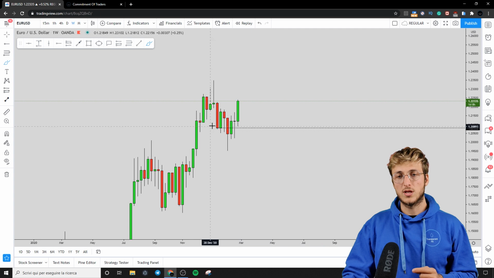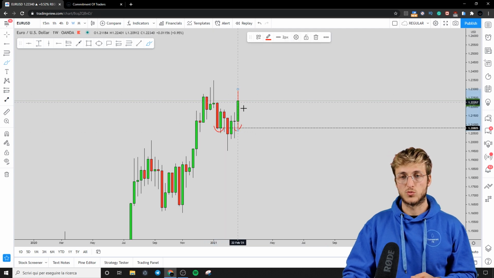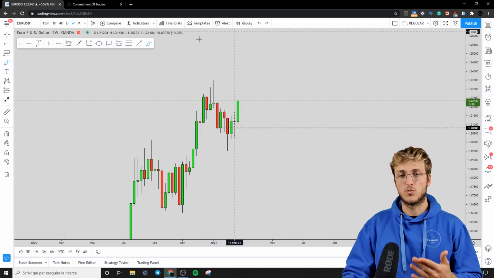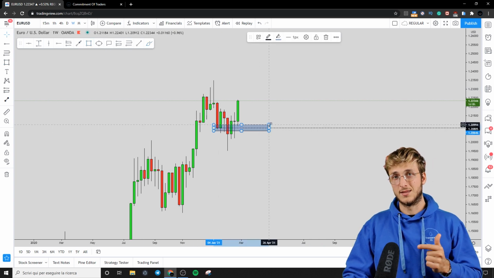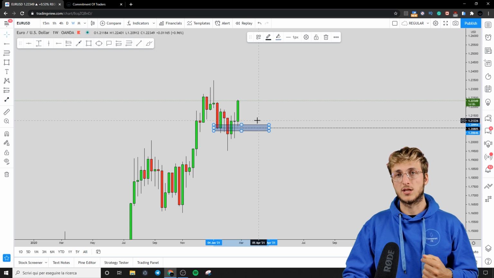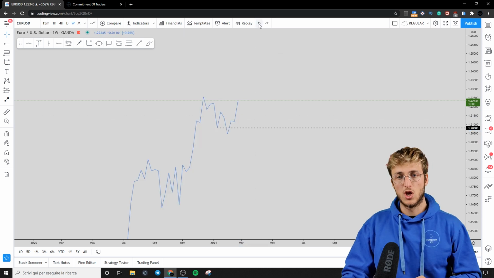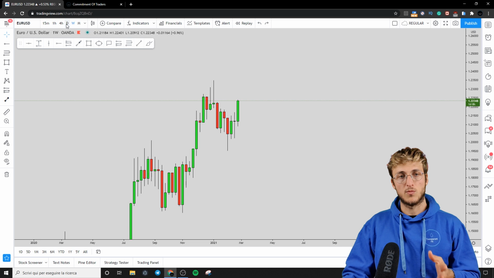So at the moment on the weekly, we have previous support, which is now again support here, and the market is in fact rejecting the area to the upside. So both on the weekly and monthly, the market is currently rejecting quite strong support. Going down to the daily time frame, what do we have?